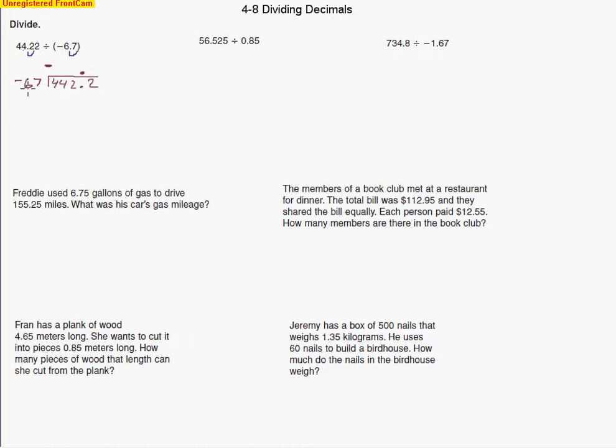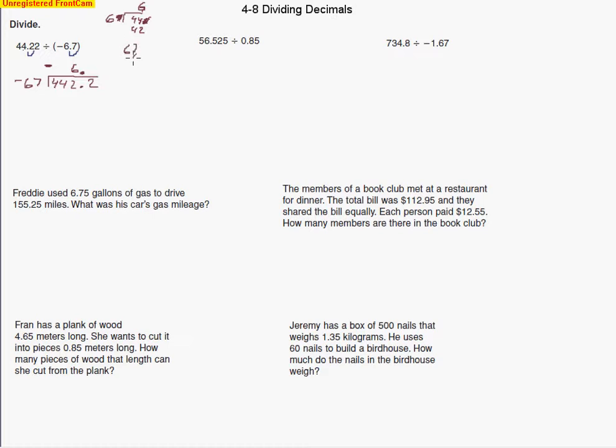So 67 doesn't go into 4, doesn't go into 44, so the first number is going to go right above the 2. And so as I do this, instead of thinking of 67 into 442, I'm going to take that 67 and I'm going to cross off just the 2 and the 7 and think of 6 into 44. Well, it does go in there 7 times, however, that makes 42, and that's pretty close to the number, so I'm going to go with the next number smaller. I'm going to go with a 6 instead. So I'm going to put a 6 up here.